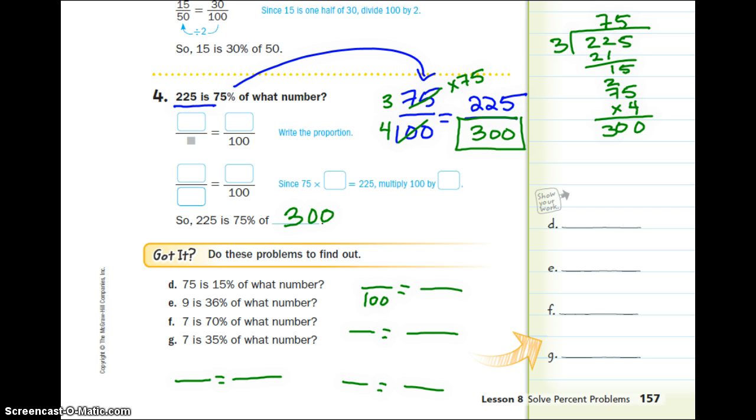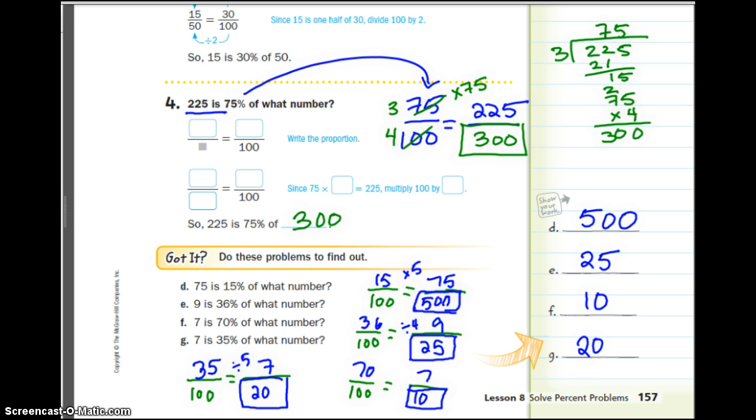So for each of these, set up a proportion. Put your 100 on the bottom. Put your percent on top of that. And these are all is statements, so your number is going to go in the upper right-hand side. See you soon. Pause the video. Okay, so I got 525, 10, and 20. Again, look for relationships. In each one of these, the relationship was fairly easy.